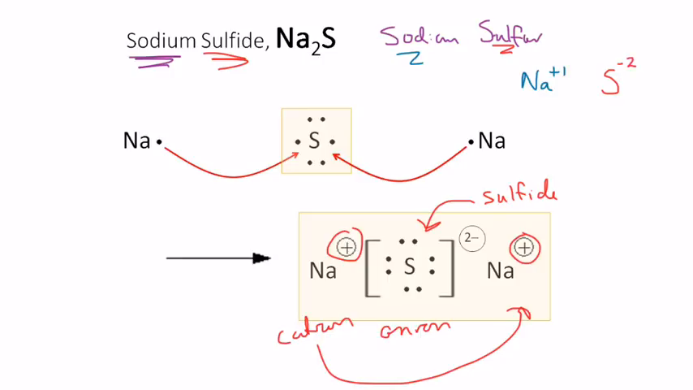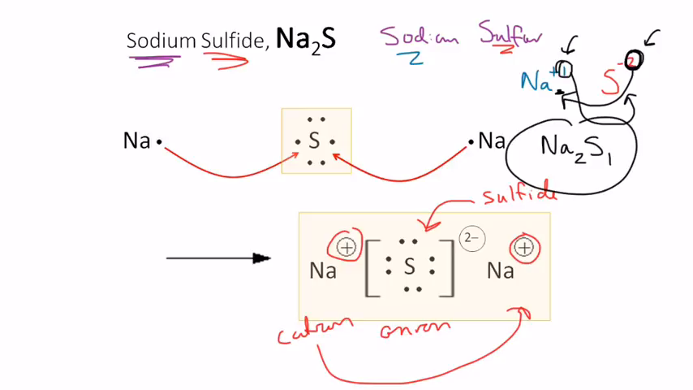So the crisscross method goes like this: the number of sodiums we need is actually the magnitude of the charge of the anion. That is a 2 there. The number of sulfurs we need is the magnitude of the charge of the sodium. So that's where the crisscross goes. If I rewrite this, I have Na2S1.